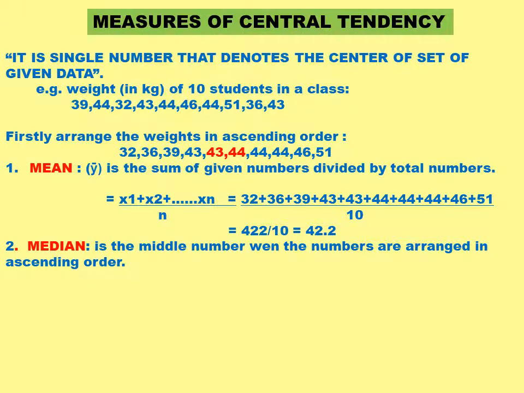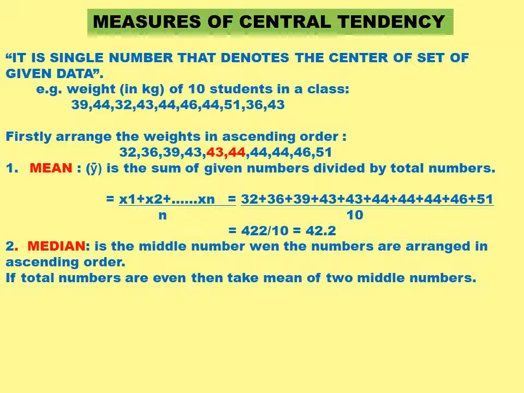So I have arranged the numbers in ascending order already. So median is the middle number. Middle number means if you divide this whole series of numbers into equal halves, the middlemost number will be the median. Now finding the median is easier with odd numbers. If you have 11 numbers in total, you will keep 5 numbers on the left side, 5 numbers on the right side, and the middle one will be your median.